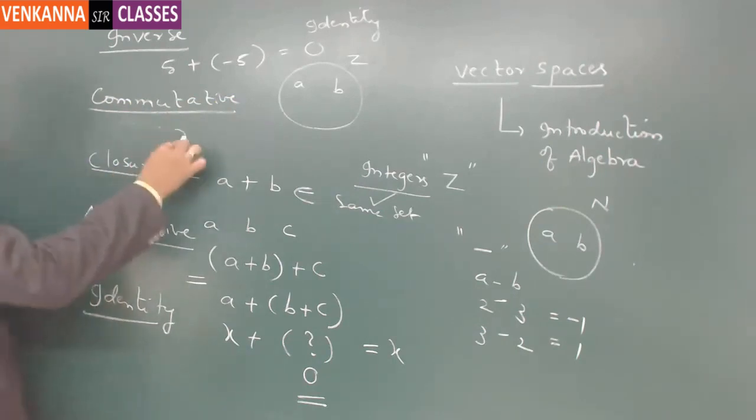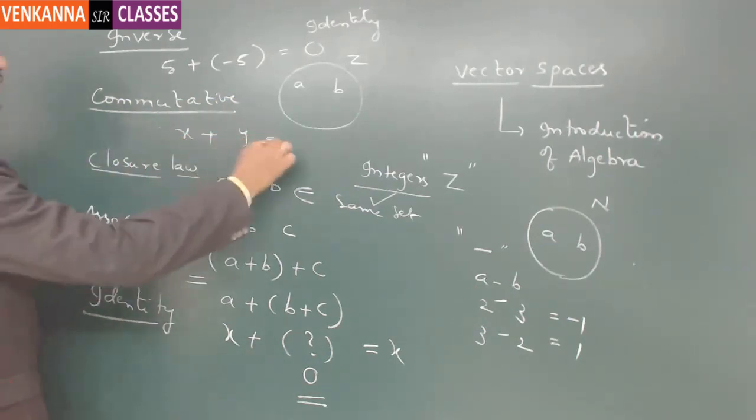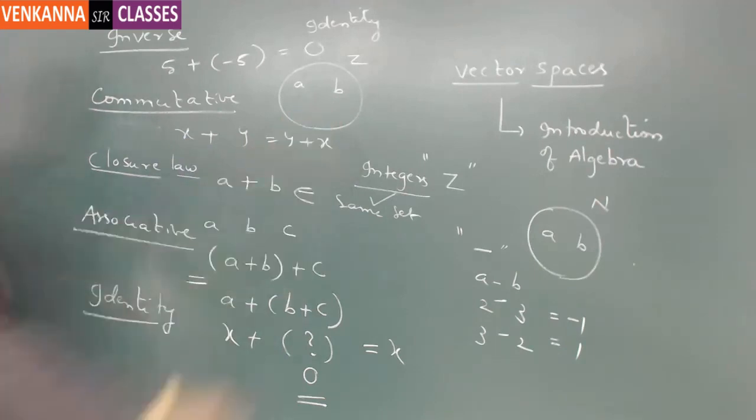Whenever you take integers, x plus y is equal to y plus x, it always will hold. It is called the commutative property or abelian property. Why I am stating these things is that in the number system, you have integers, rational numbers, real numbers, complex numbers.